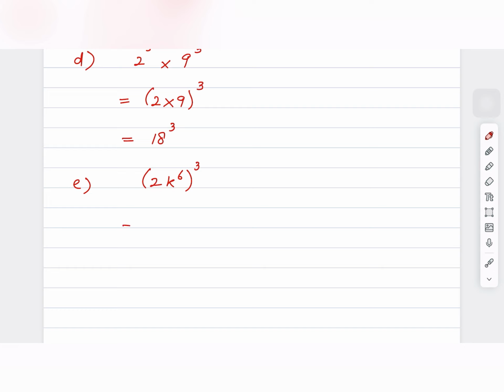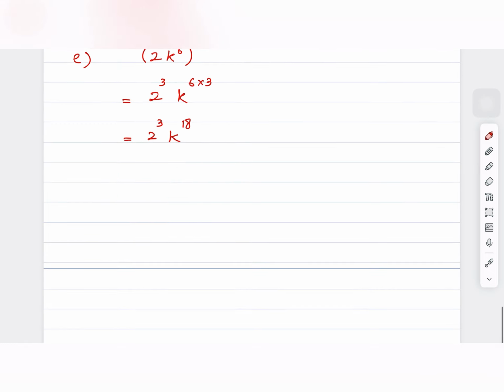2k power 6, and there is 3 outside the parentheses, so you will apply this rule. If you have ab power n, you write a power n, b power n, and I'm going to apply the same rule here in this part. So you will get 2 power 3, k power 6 into 3, and then 2 power 3 is basically 8, and 6 into 3 is 18.